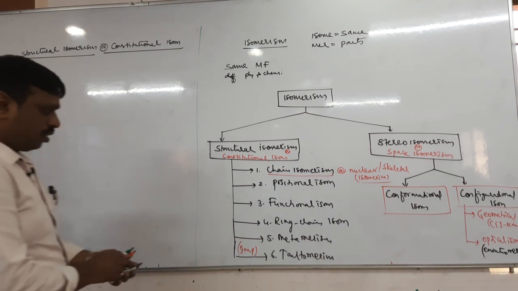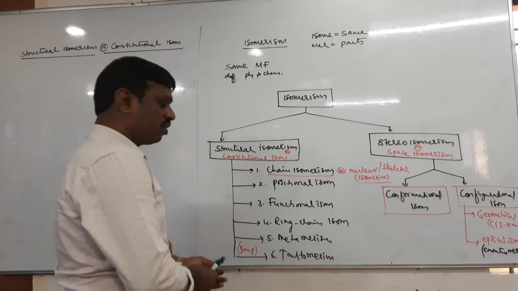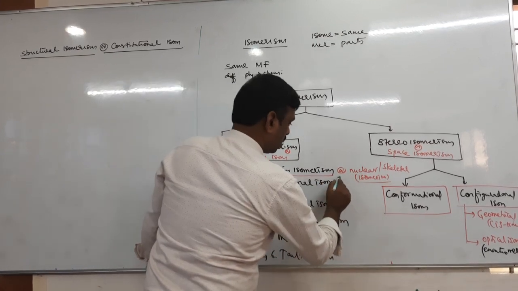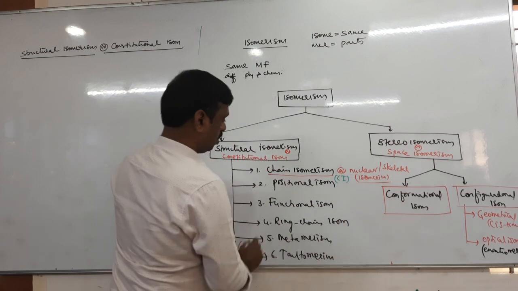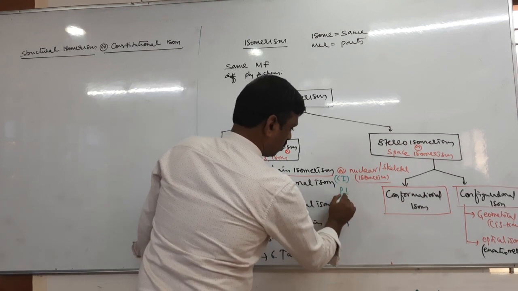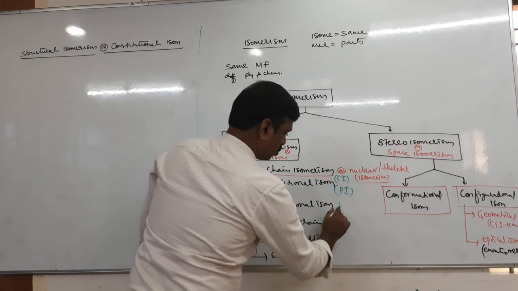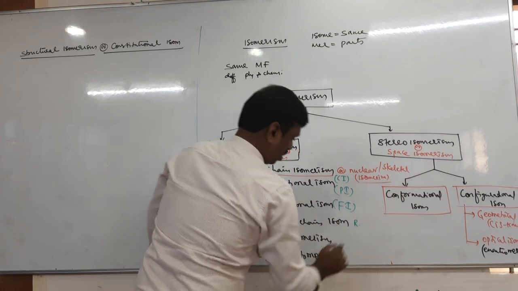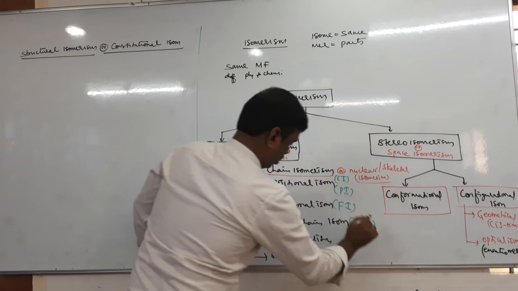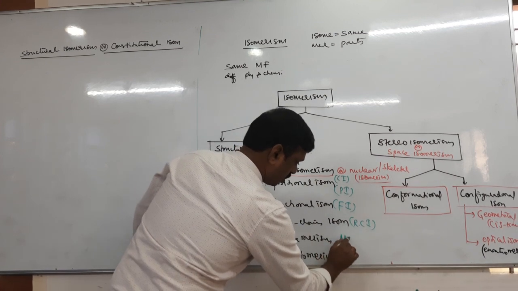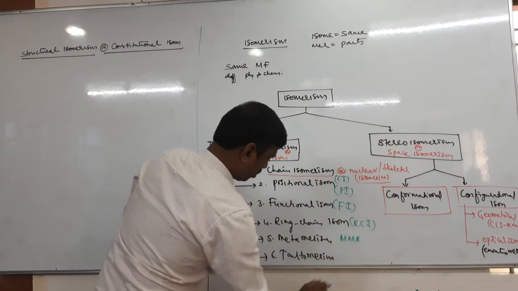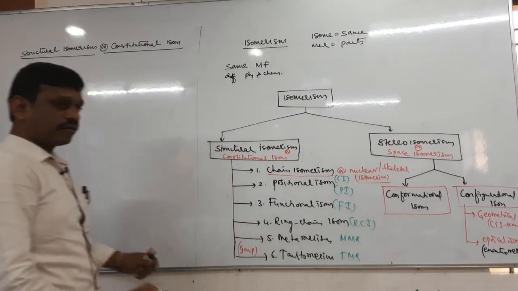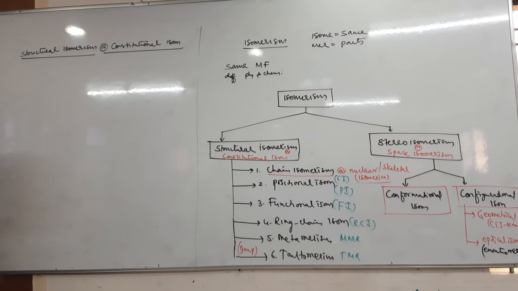Okay, then next, let us see one by one. First, chain isomerism, which from here onwards I will call CI. Positional isomerism is PI, functional isomerism is FI, ring chain is RCI, metamerism is MMR, and tautomerism is TMR.